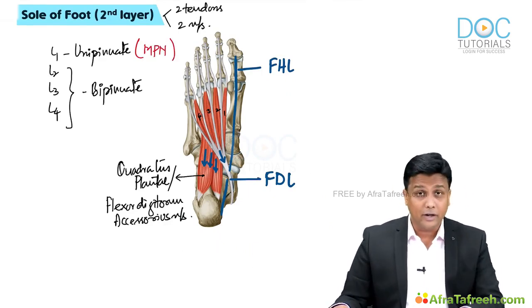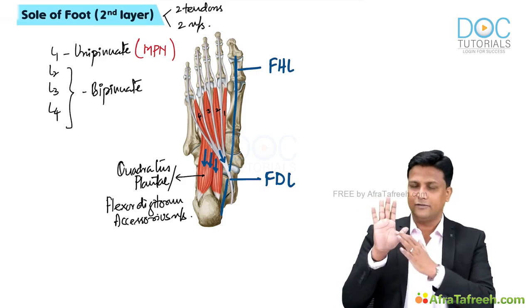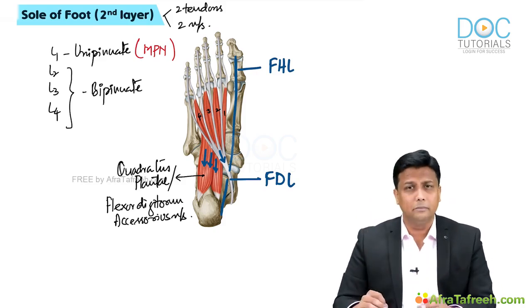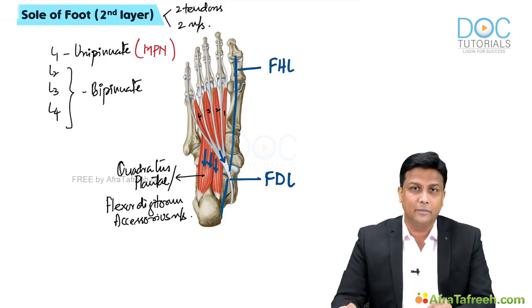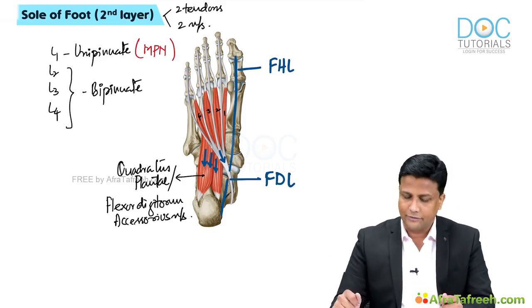So remember an important difference here. In the hand, the first and second lumbricals are supplied by the median nerve, whereas in the foot, only the first lumbrical is supplied by the medial plantar nerve. Hope I am not confusing you here.